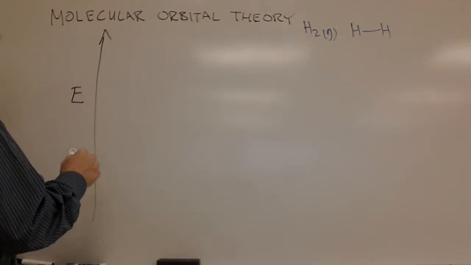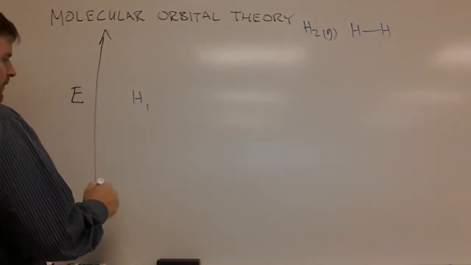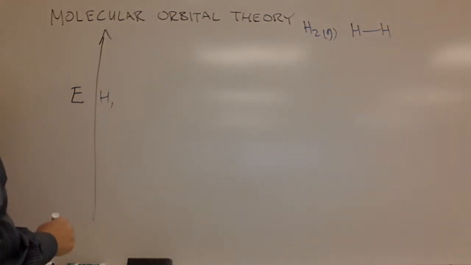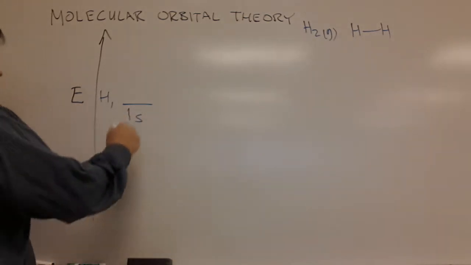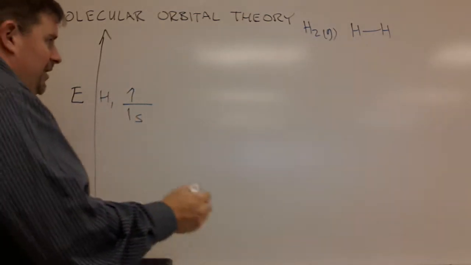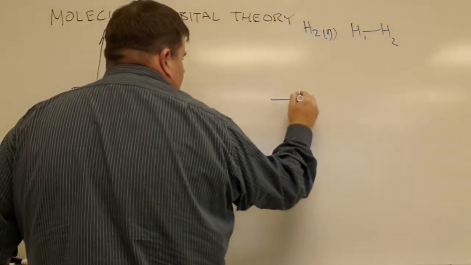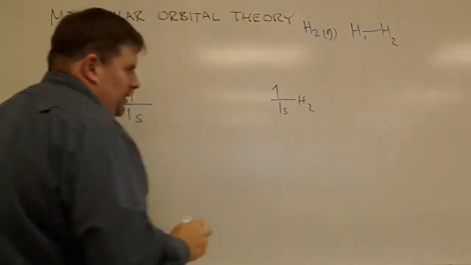So over here, I start with hydrogen 1, and hydrogen 1 has a 1s orbital and has 1 electron. On the other side, so here's 1, here's 2, I'm going to have H2, and it's got 1 electron and its 1s orbital as well.